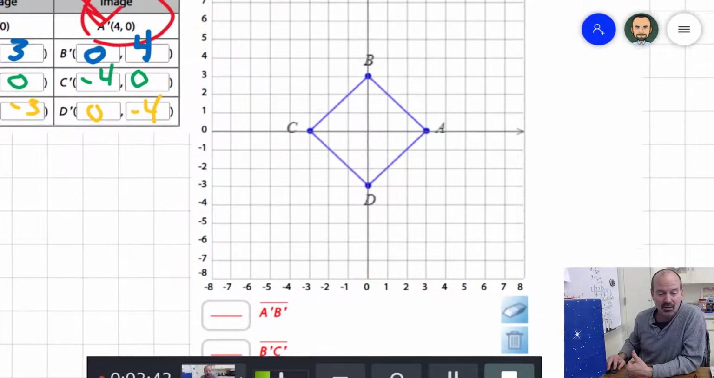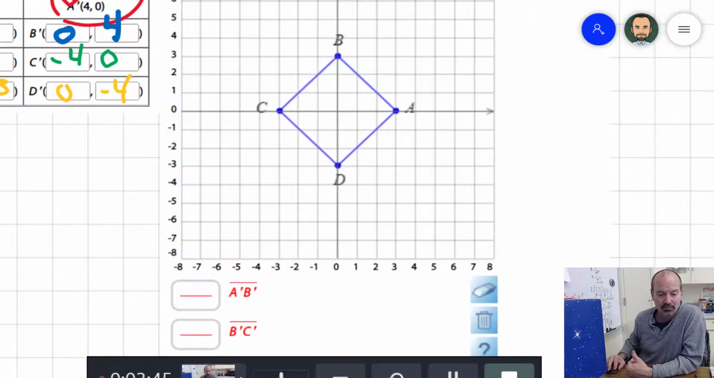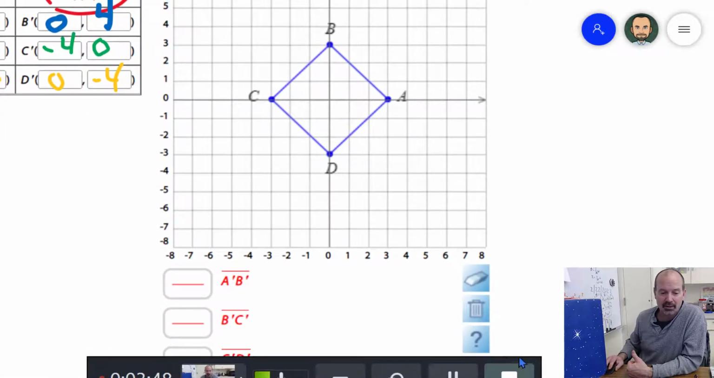So let me just pan over so I can have my graph showing, and grab my markers again. I'll start with the red marker, with theirs. I'm going to start with 4, 0, and then I'll also have my coordinates for B, which is 0, 4, and my coordinates for C, which is negative 4, 0, and my coordinates for D, which is 0, negative 4. And then using these line tools, make sure you connect A, B.